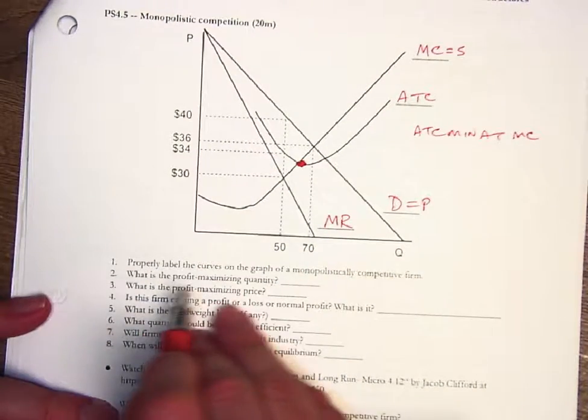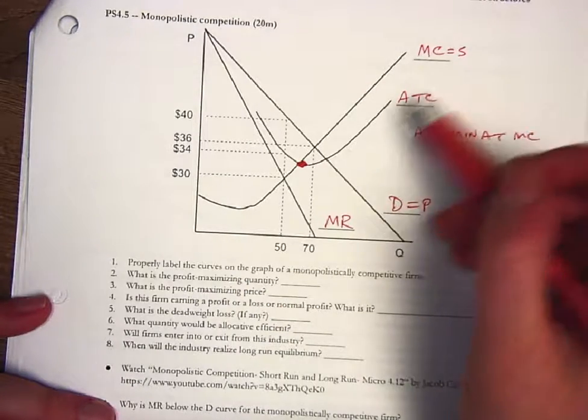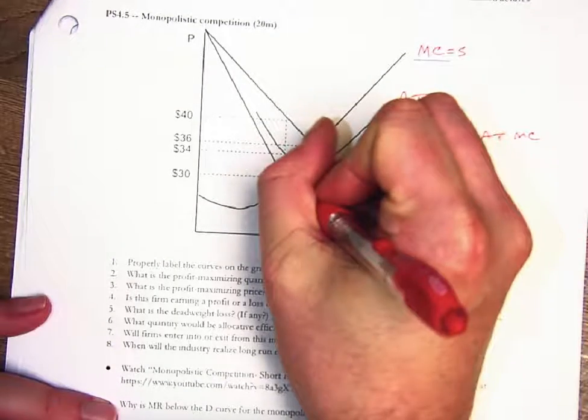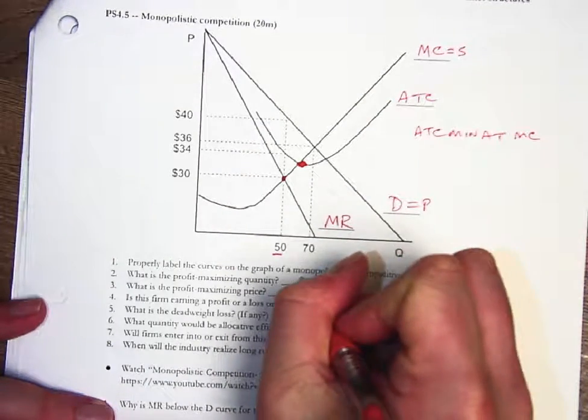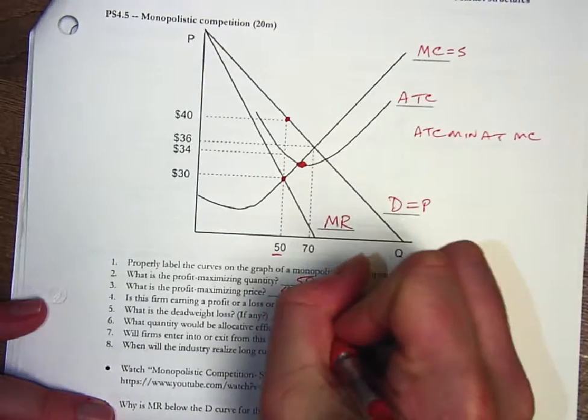Numbers 2 and 3 say what's the profit maximizing quantity and price, and that's just looking for where MR equals MC. So that occurs here. The quantity is 50, and the price on the demand curve, so the price is 40.